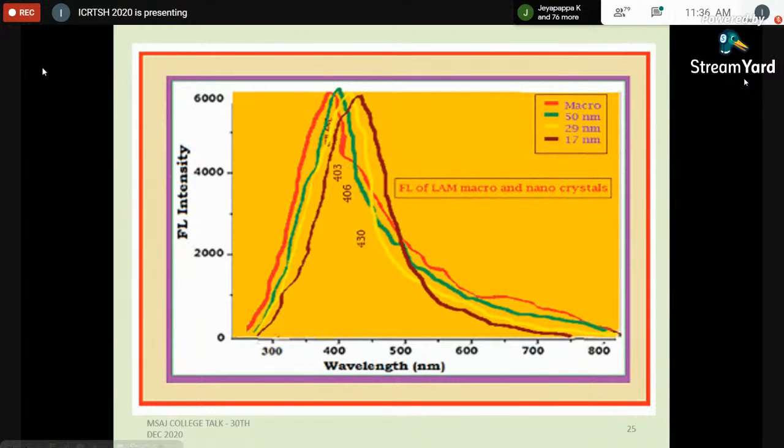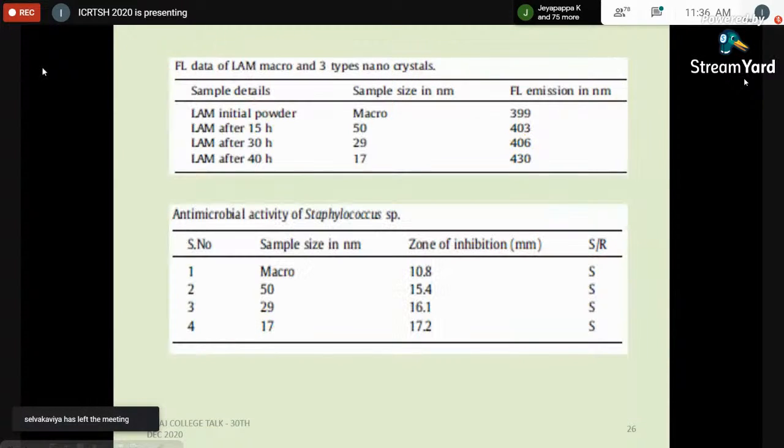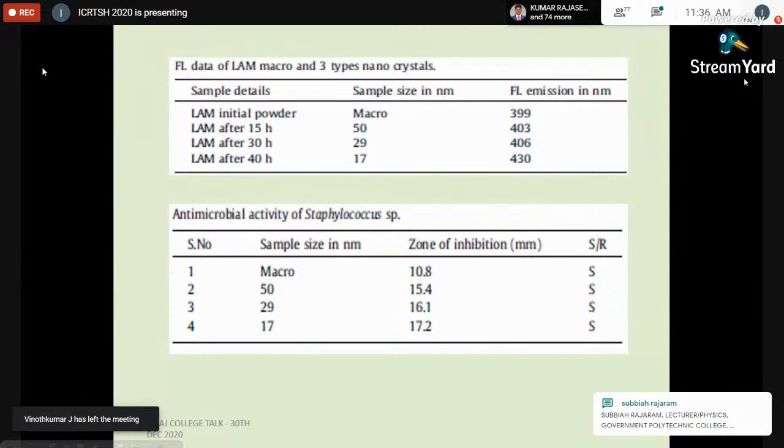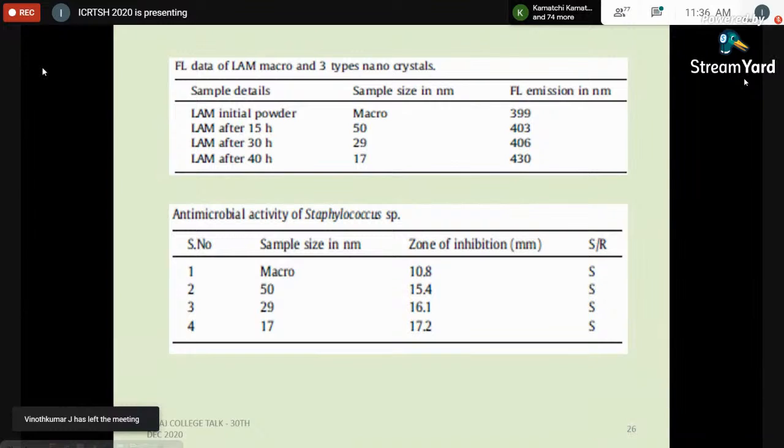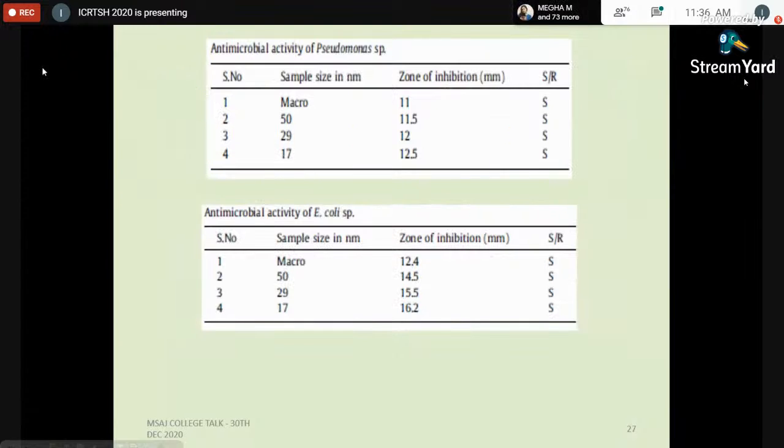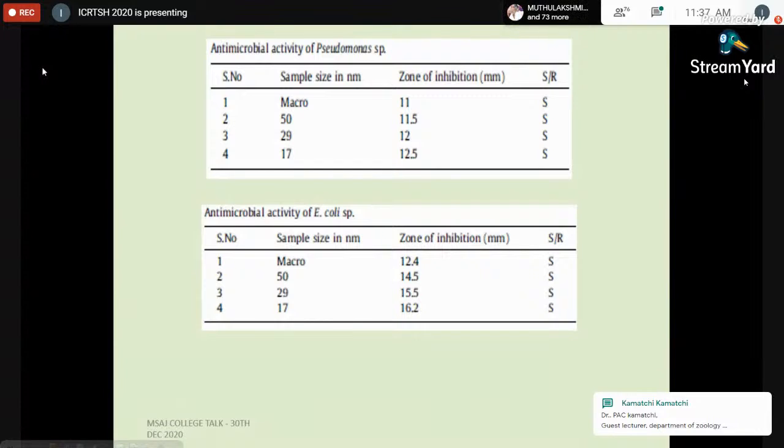Next slide, please. Yeah, this is the LAM initial powder that we already discussed. The zone of inhibition is said to be either resistive or sustained. So it is said to have a positive effect, based on this particular nanoscale, for the Staphylococcus species antimicrobial property. Next slide, please. Pseudomonas species we also have. The zone of inhibition varies. For E. coli also we are getting it.